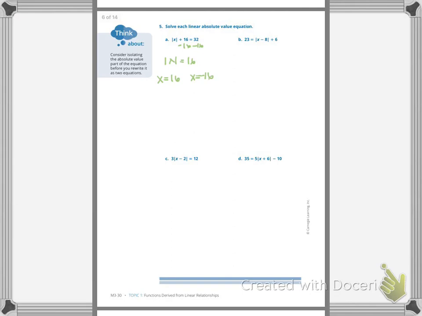So this one, to get my bars by themselves, you subtract 6. So 17 equals absolute value. Okay, now to get rid of the bars, we go into our split with our positive and our negative. So I'm going to end up adding 8 for both of them. So -9 and 25.